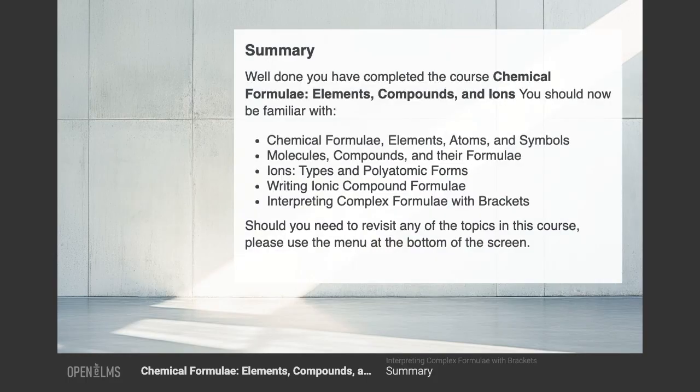Summary. Well done, you have completed the course, Chemical Formulae, Elements, Compounds, and Ions. You should now be familiar with chemical formulae, elements, atoms, and symbols, molecules, compounds, and their formulae, ions, types, and polyatomic forms, writing ionic compound formulae, interpreting complex formulae with brackets. Should you need to revisit any of the topics in this course, please use the menu at the bottom of the screen.